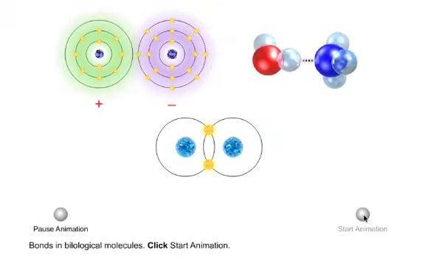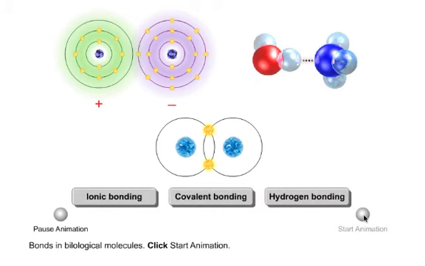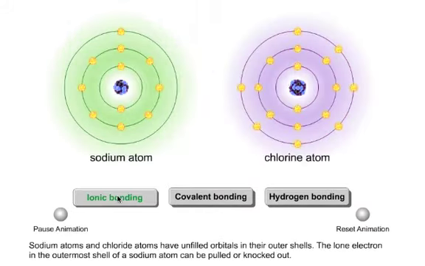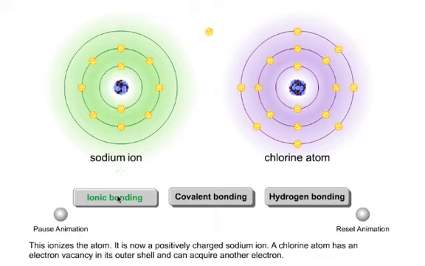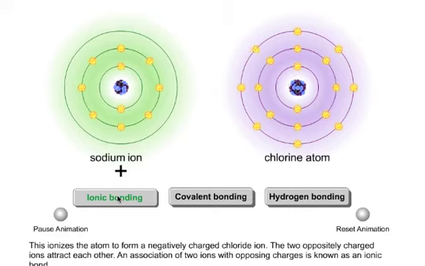In living organisms, atoms are joined to form molecules by a few kinds of bonds, mainly ionic, covalent, and hydrogen bonds. Click the buttons to view an animation about each bond type. We'll begin with ionic. Sodium atoms and chloride atoms have unfilled orbitals in their outer shells. The lone electron in the outermost shell of a sodium atom can be pulled or knocked out. This ionizes the atom. It is now a positively charged sodium ion. A chlorine atom has an electron vacancy in its outer shell and can acquire another electron. This ionizes the atom to form a negatively charged chloride ion.